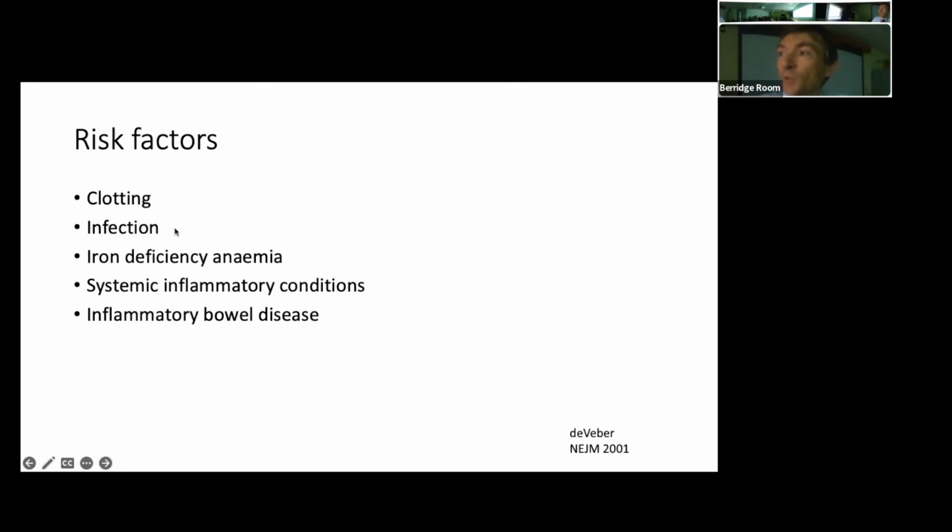Infection is another important cause. It can either be infection in the middle ear and mastoid that directly affects the adjacent transverse sinus, or it can be a systemic infection which leads to dehydration and puts the patient in a pro-coagulant state. Another slightly unusual cause is iron deficiency anemia.